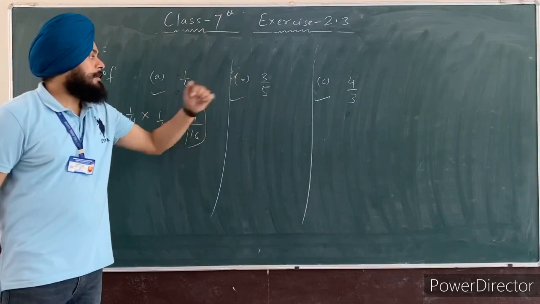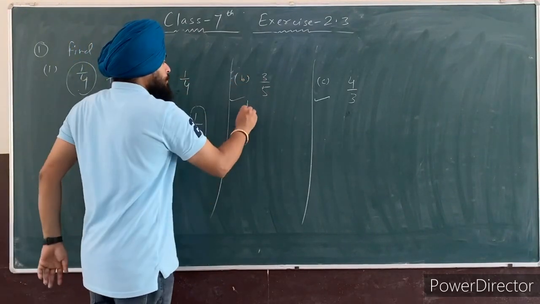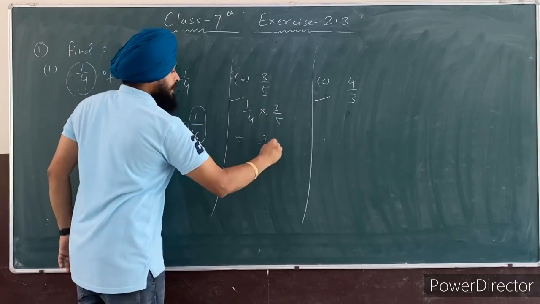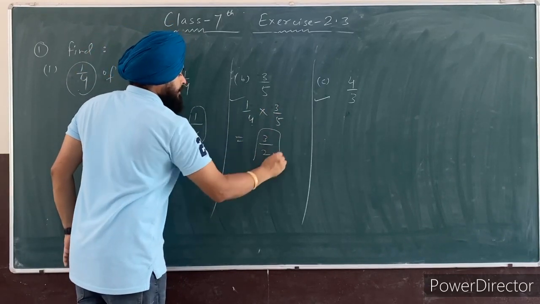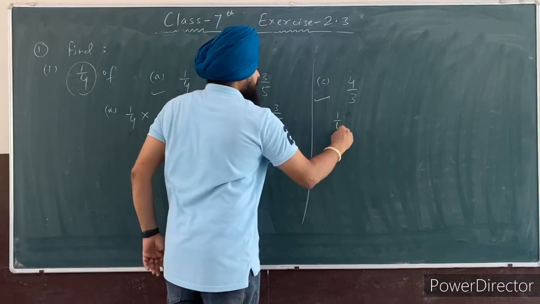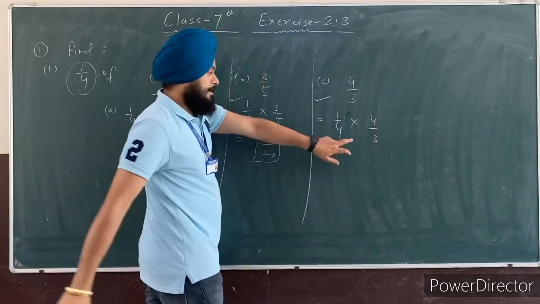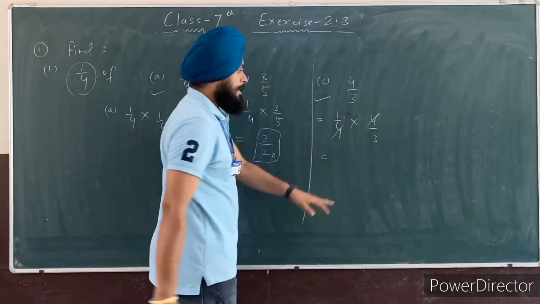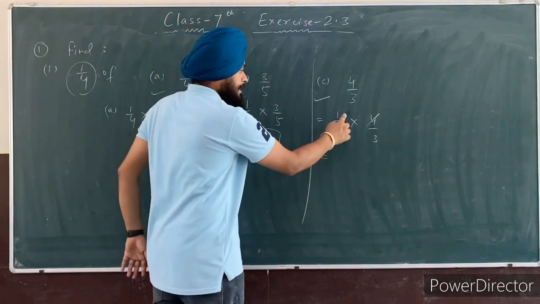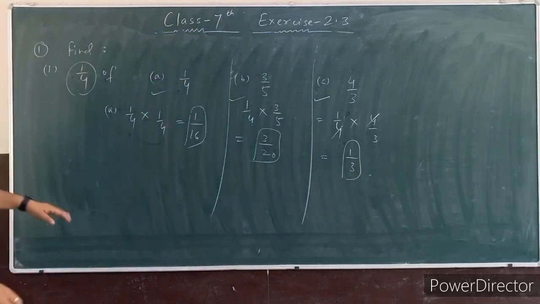In the second part, you have to find 1 by 4 of 3 by 5. So 1 by 4 multiplied by 3 by 5. Now 1 3s are 3 and 4 5s are 20. So answer is 3 by 20. In C part, you have to find again 1 by 4 of 4 by 3. Now in this term, 4 and 4 get cancelled. So what is left here? 1 divided by 3. So this is your first part.